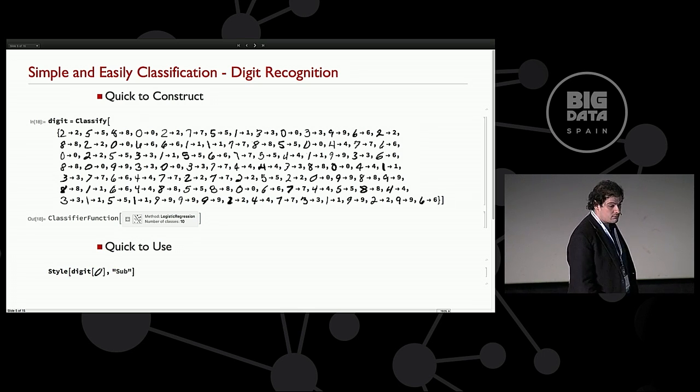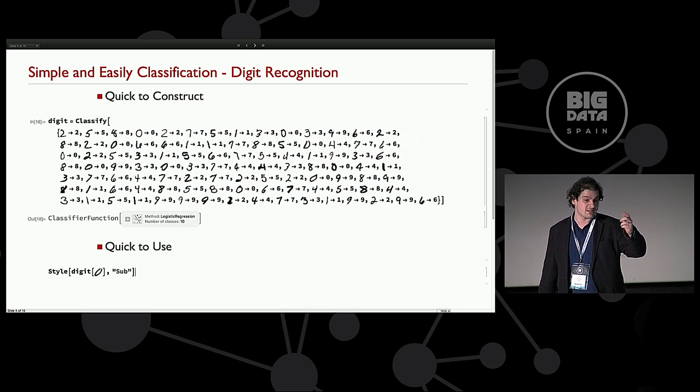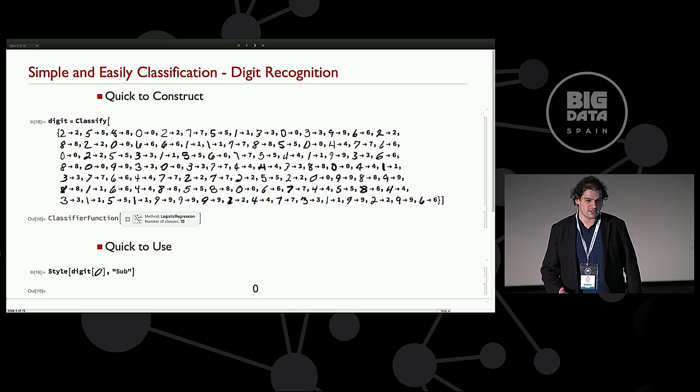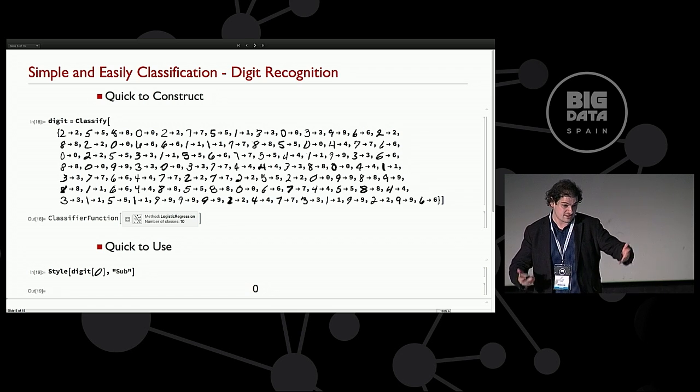I've added some styling to make this a little more visible for you, but basically all we have to do is use our function, which we call digit, and give it a value, and it will tell us what it is. In this case, it's zero. So this zero is zero, fair enough.